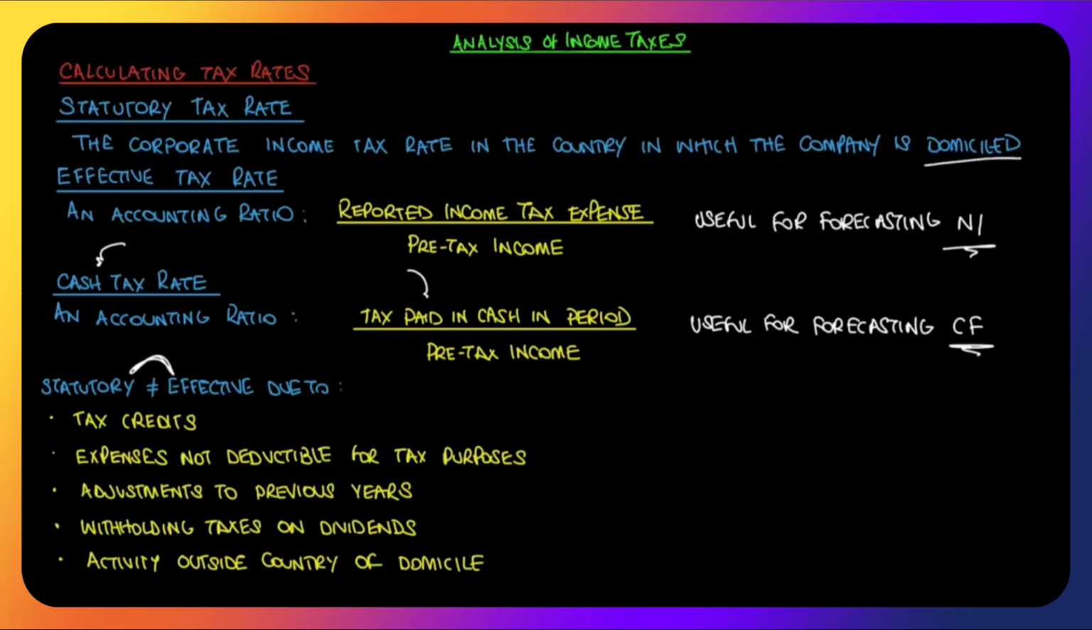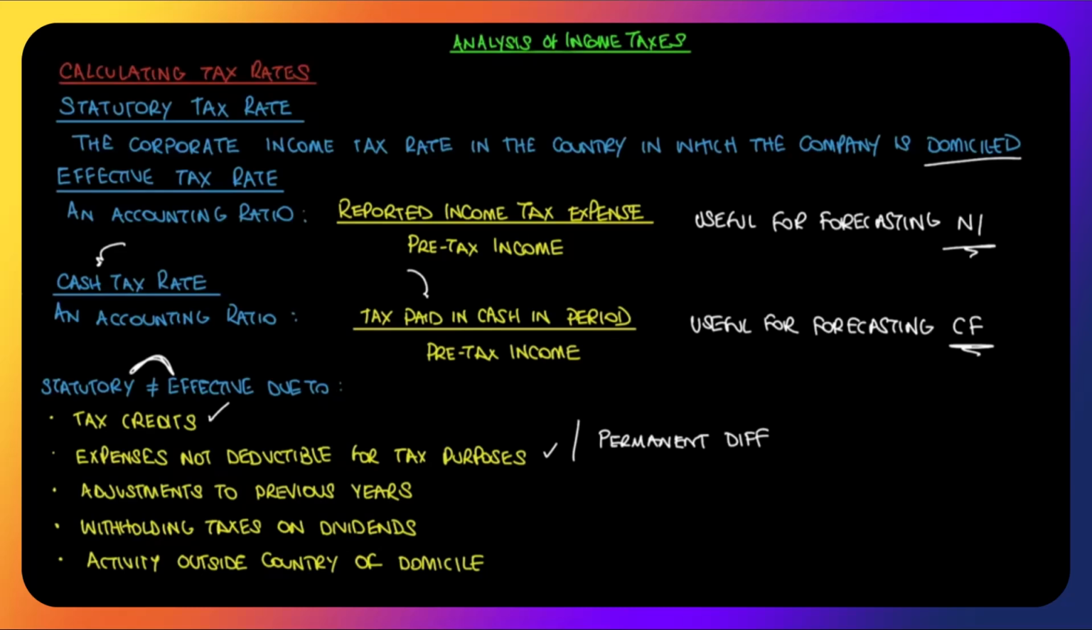But if there are permanent differences, so tax credits or expenses not deductible for tax purposes, they do not lead to deferred tax. Therefore, they will cause a difference between the statutory and the effective rate. There may be adjustments to previous years. Maybe your tax calculation last year was too low or too high. That amount will be adjusted in this year's.